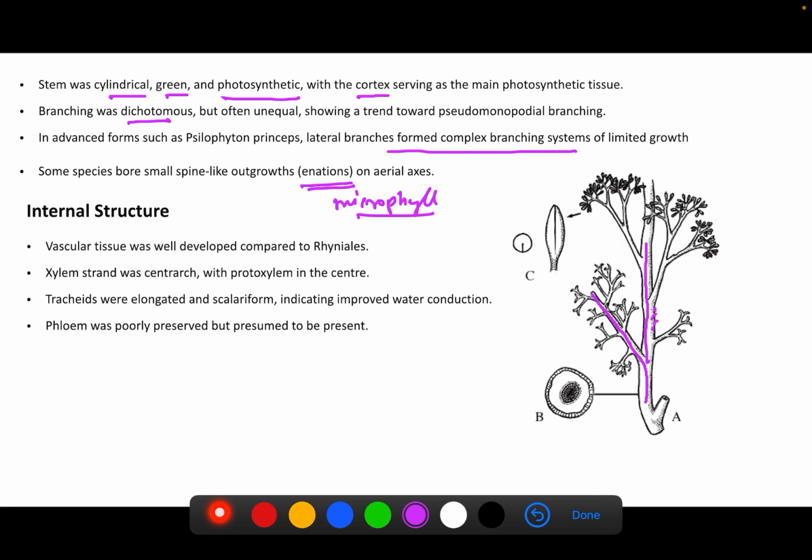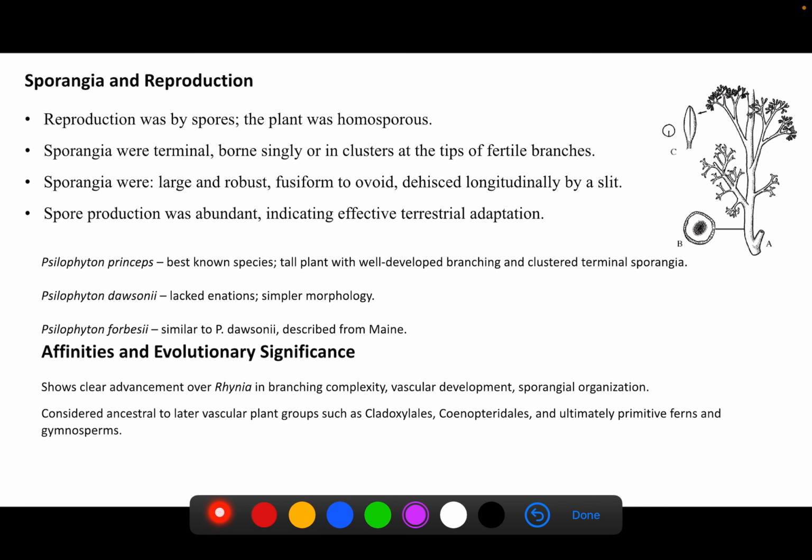When we talk about the internal structure, the vascular tissue is well developed. We have already said that xylem is present and the xylem is central. We have understood that protoxylem is surrounded by metaxylem, with protoxylem in the center. Tracheids are elongated and scalariform, and phloem is poorly preserved but presumed to be present.